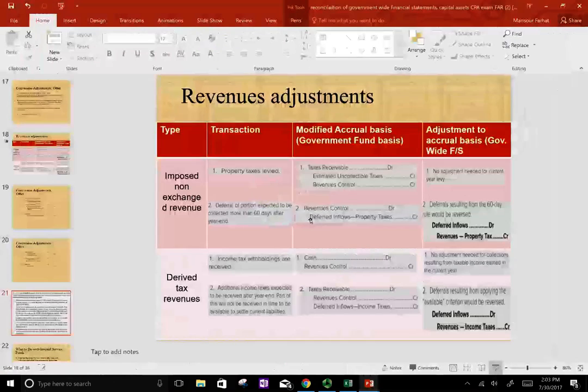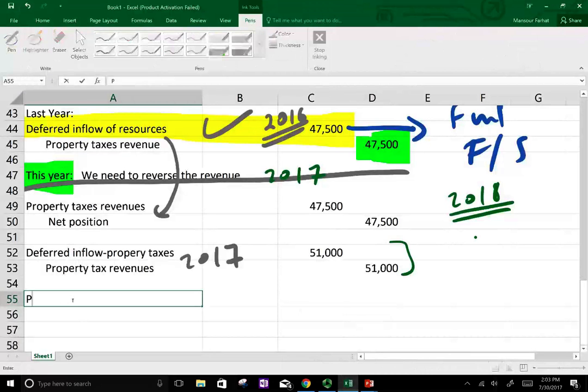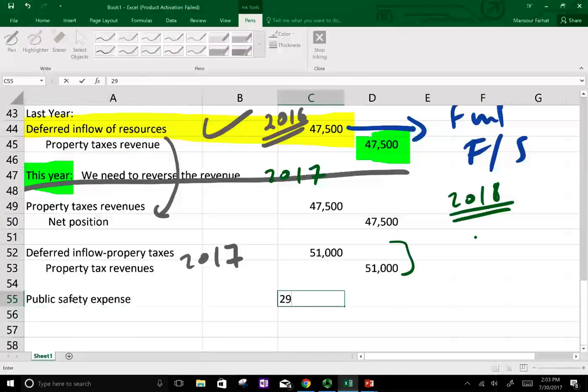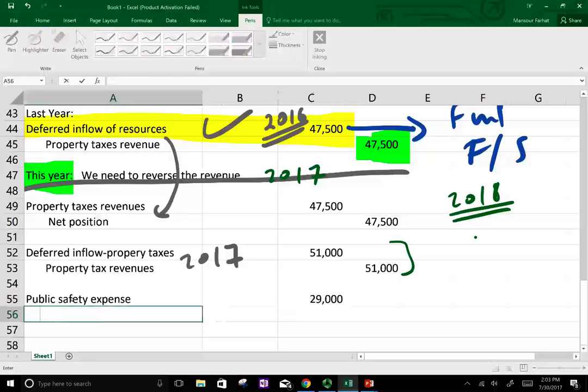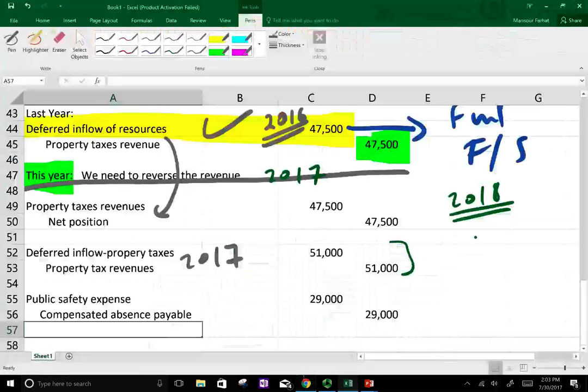So for that $29,000, we're going to debit public safety expense because they said charge it to public safety. We're going to debit public safety expense $29,000 and credit a liability, compensated absence payable, $29,000. So this is what we did. We recorded an expense that did not take place on the fund financial statement, but under the government-wide, it should be accrued. So that's pretty straightforward, this example.